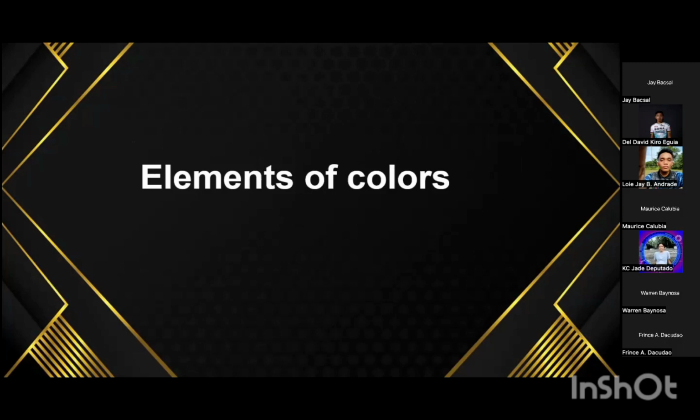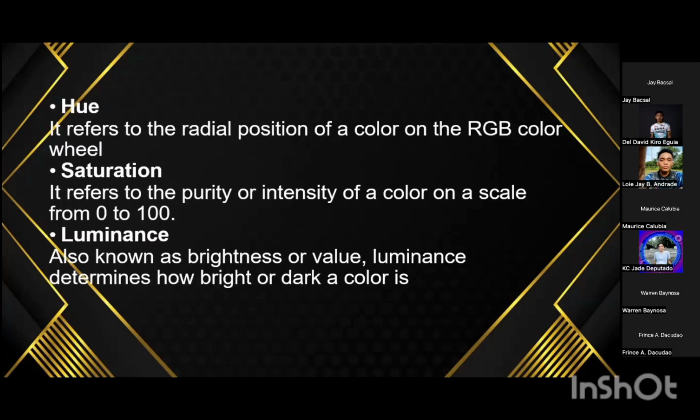Next is the elements of color, which include hue, saturation, and luminance. Hue refers to the radial position of a color on the RGB color wheel. It refers to the origin of the colors we can see, the primary and secondary colors, where yellow, orange, red, violet, blue, and green are considered hues. However, tertiary colors, mixed colors where neither color is dominant, would also be considered hues.